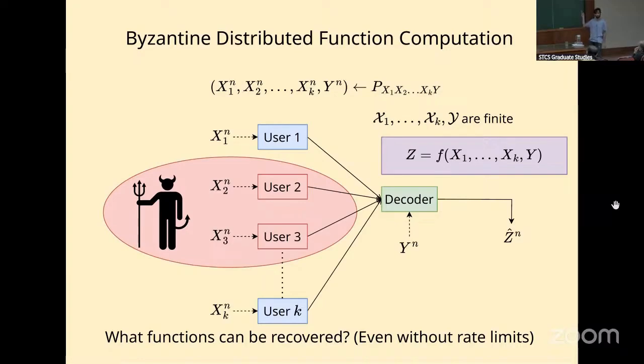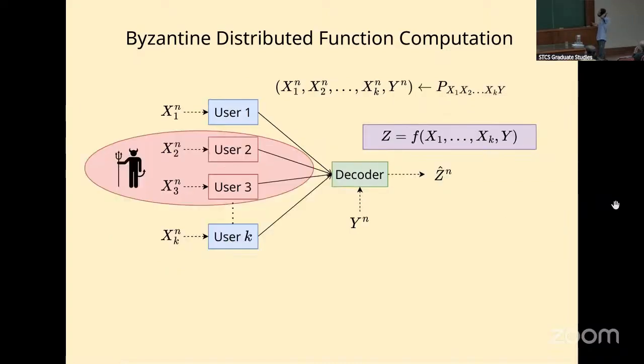All these results are asymptotic, so I'm not sure what would happen if n is 1. What functions can be recovered? I'm pretty sure there are some simple examples that we can look at, but I don't have anything off the top of my head right now.